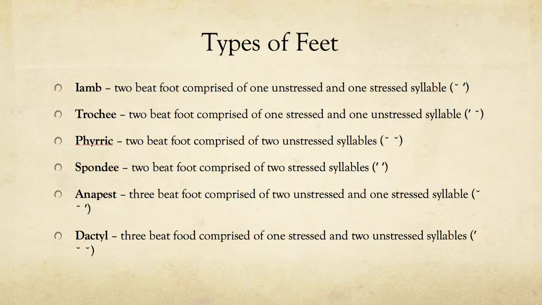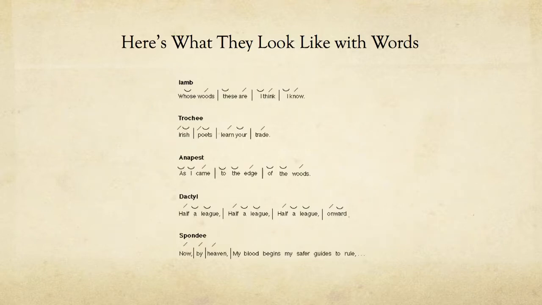Anapaests are used for oftentimes a soft sound that they want a hard stress to follow, sometimes like waves crashing on a shore. Dactyl, poets will want the hard sound first, followed by the 2 soft beats following. Here's what it looks like with words.